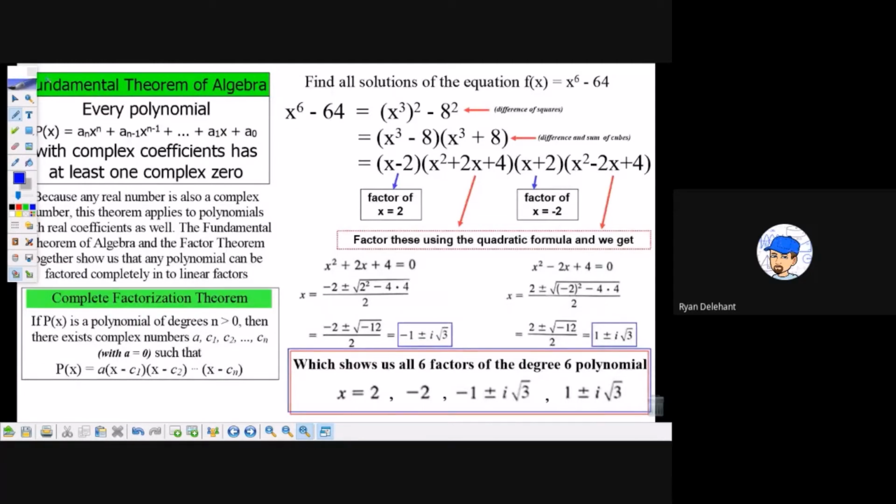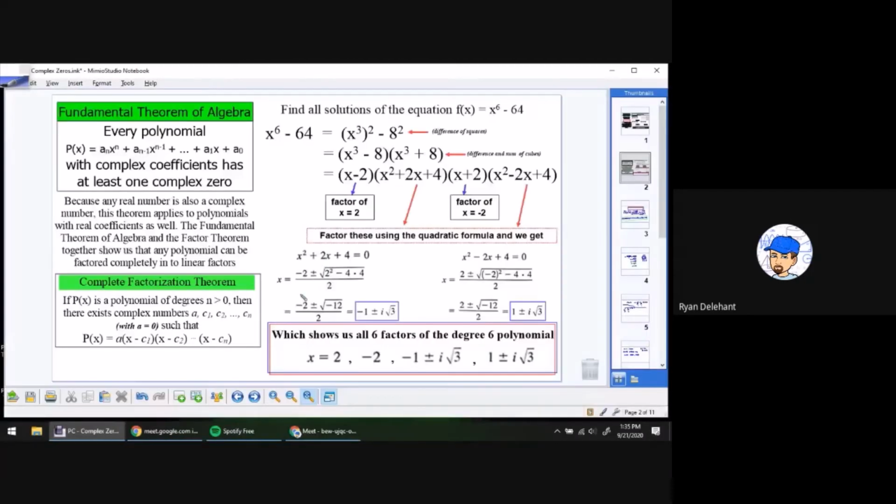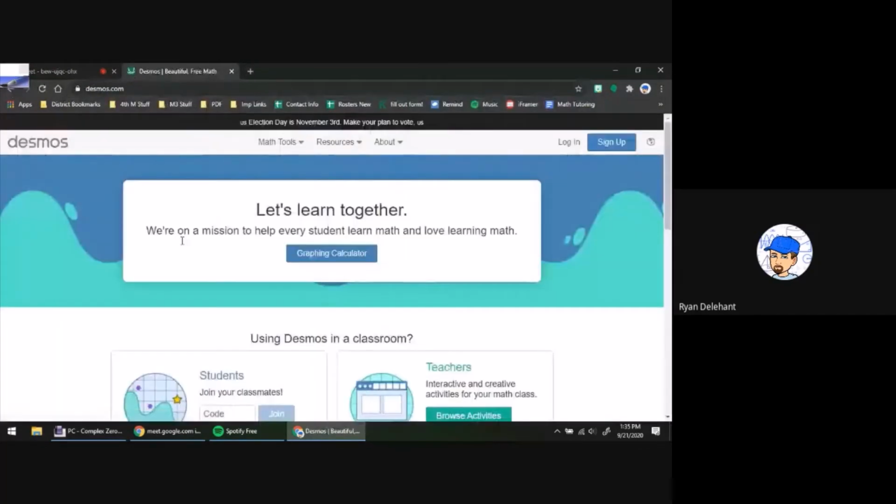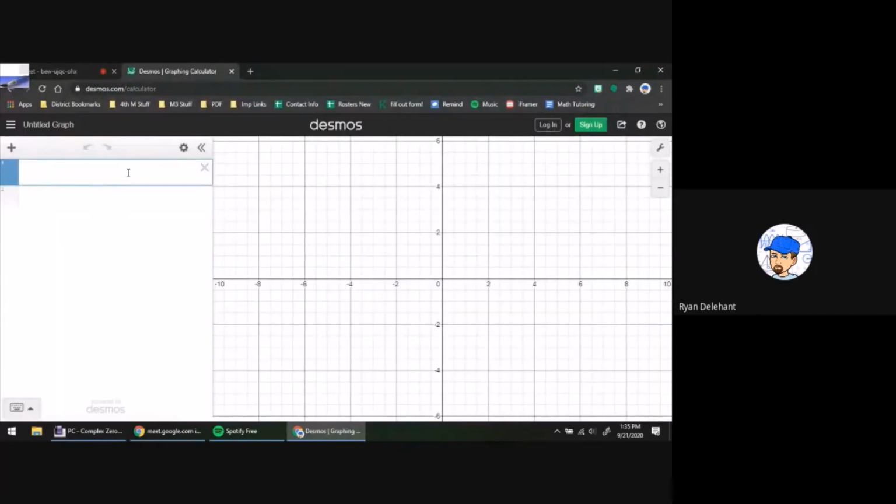And what we're really getting to here is the conclusion that every single polynomial will always be able to be factored down completely into linear factors or binomials, and that the number of binomials you'll have will always match the degree. And that also means if we look at the graph, like this was x to the 6 minus 64. So let's look at the graph. X to the 6th minus 64.